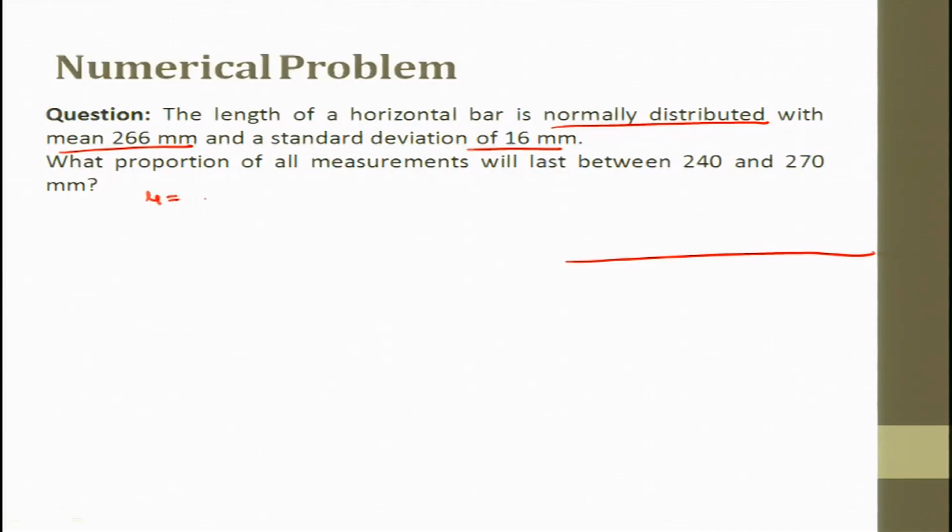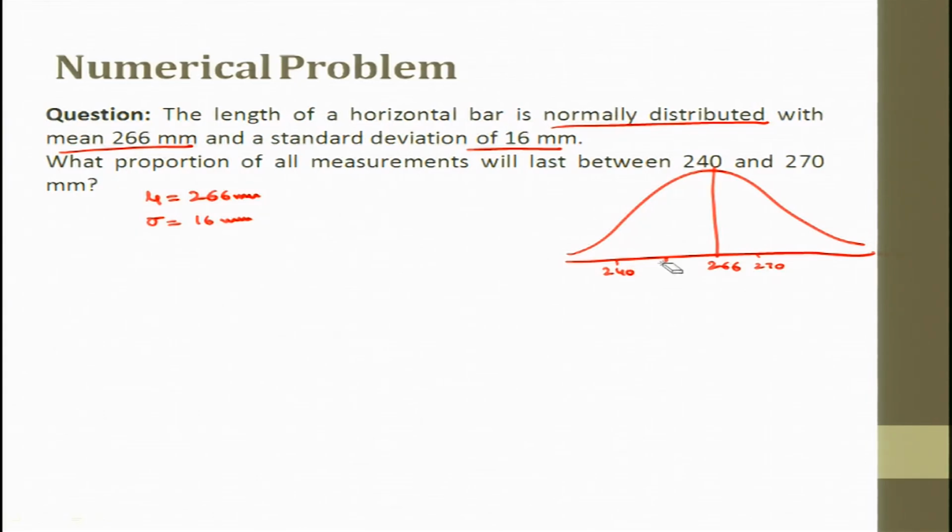Now, I will follow the same steps. First, put the data here. The mean mu is 266 mm and value of standard deviation is 16 mm. So, let me draw the normal curve here with mean equal to 266. We need to see the value between 240 and 270. 240 would be a little on this side, values between 240 and 270.